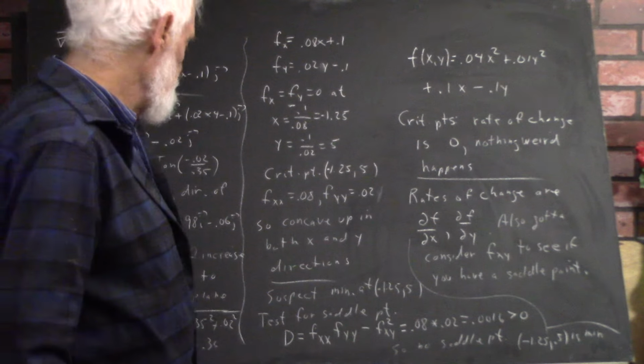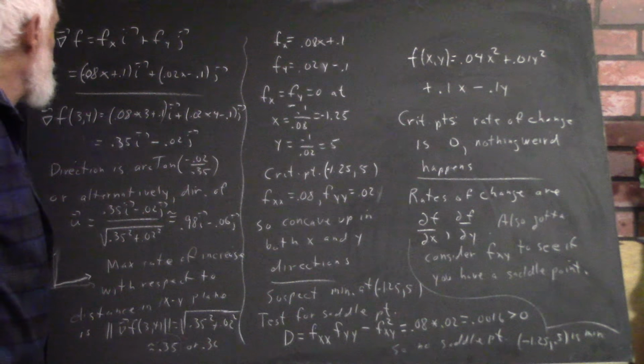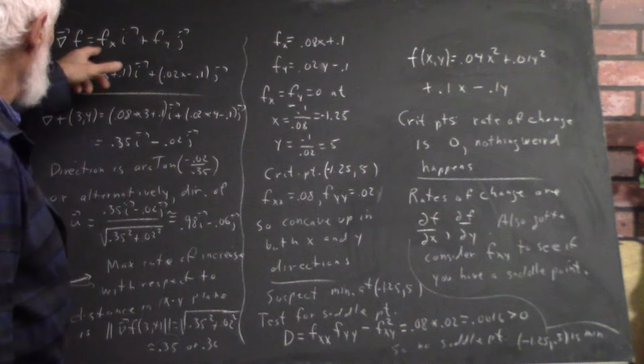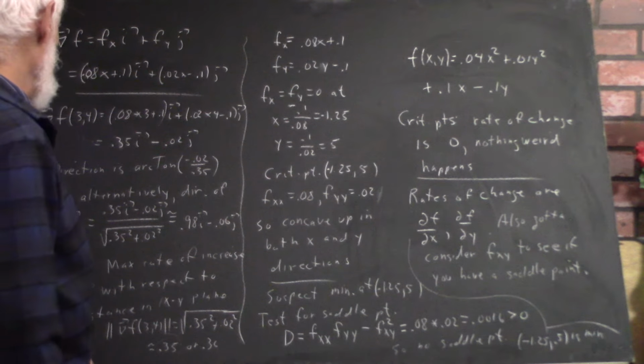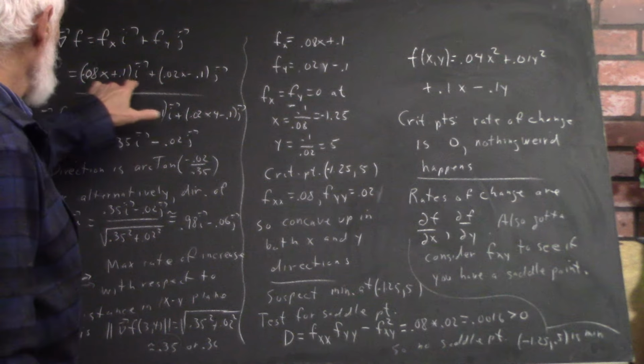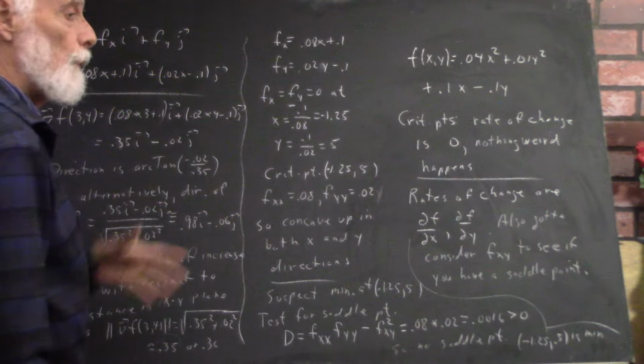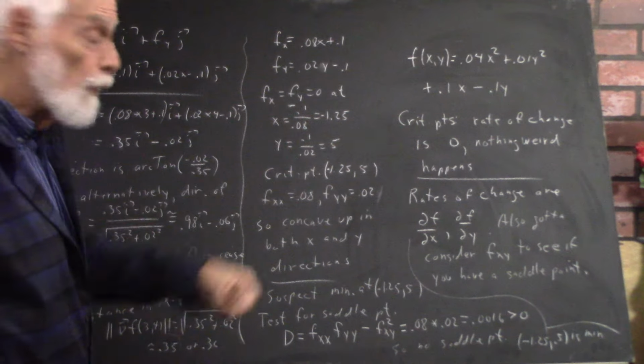Okay, well we go on with some other questions. What's the gradient of this function? Gradient's fx times the i vector plus fy times the j vector. There's your fx times i, fy times j. So right there is your gradient. What's the value of the gradient at the point 3, 4?